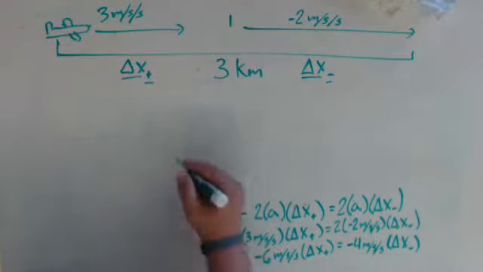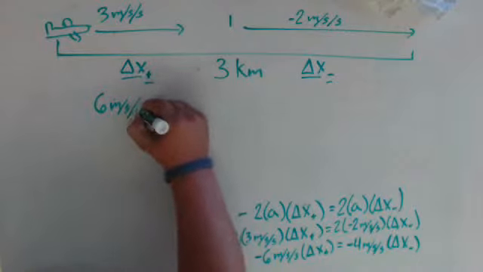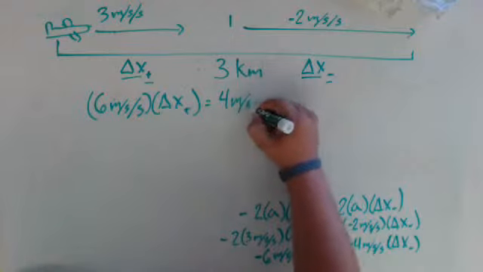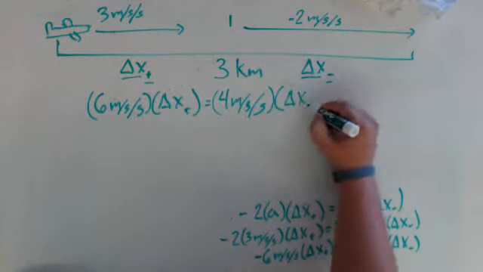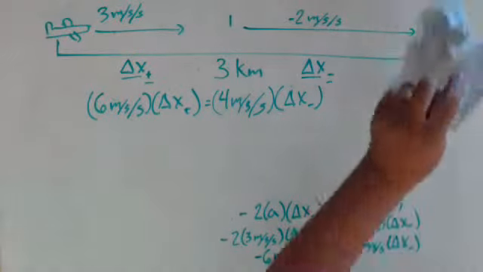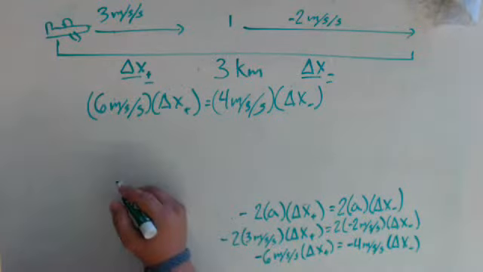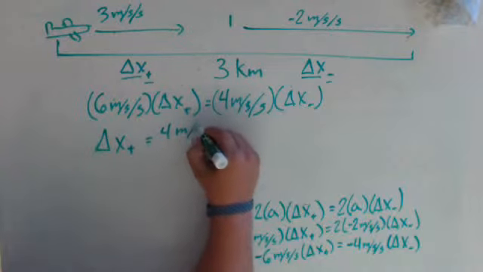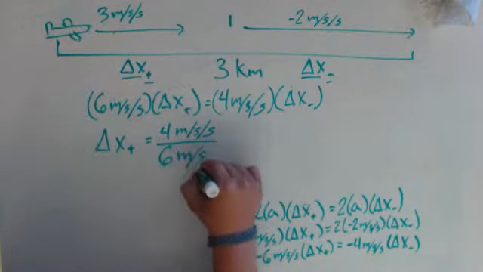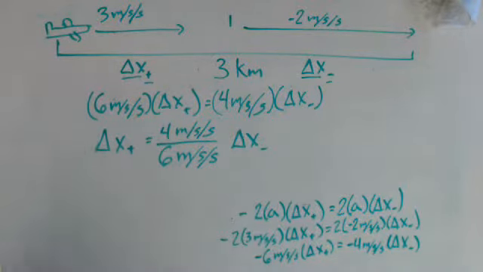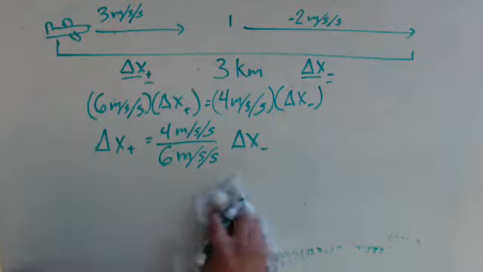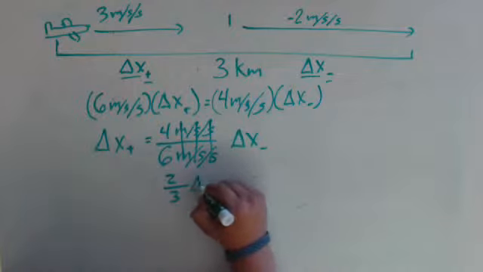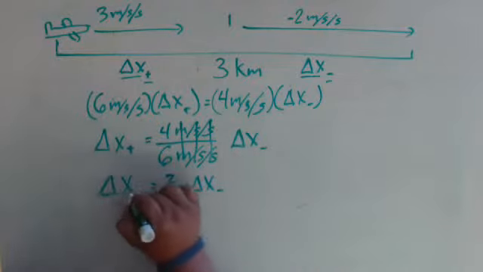So now I'm left with 6 meters per second squared times delta x plus is equal to 4 meters per second squared times delta x negative. So I'm left with delta x plus is equal to 4 meters per second squared divided by 6 meters per second squared times delta x negative. Now, the meters and the seconds drop off, so I'm left with 2/3 delta x negative is equal to delta x positive.